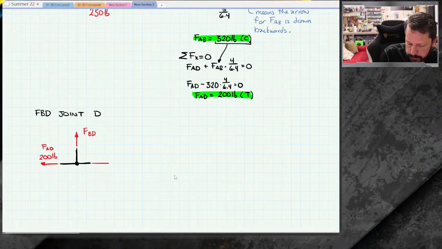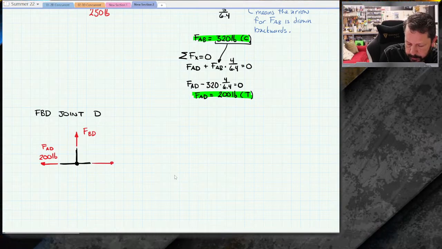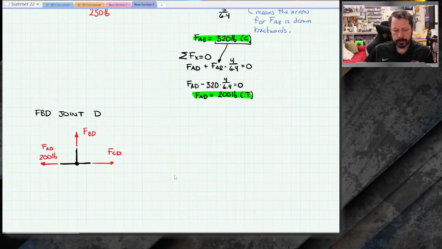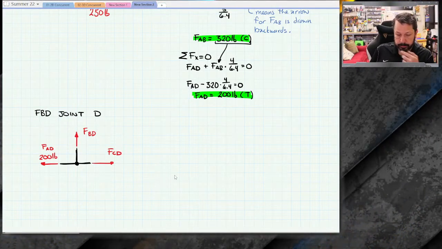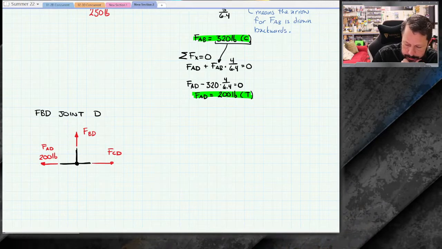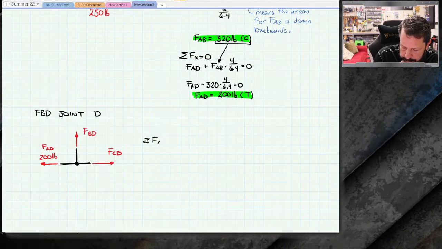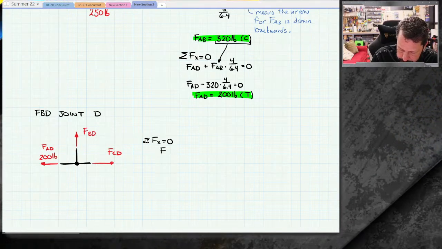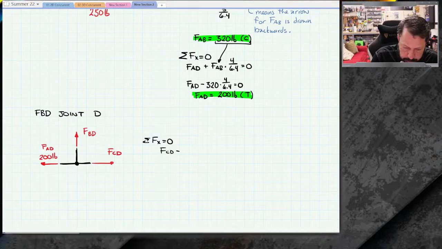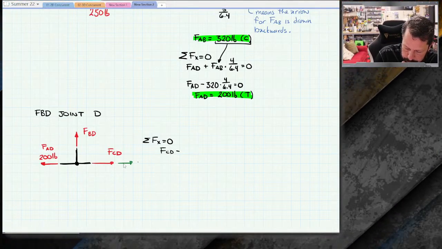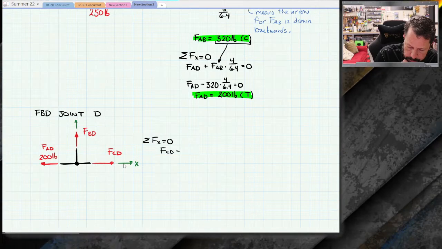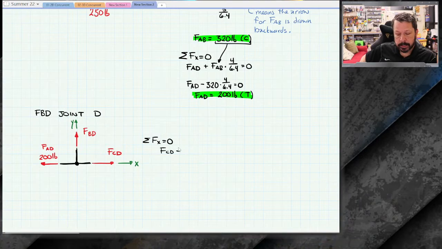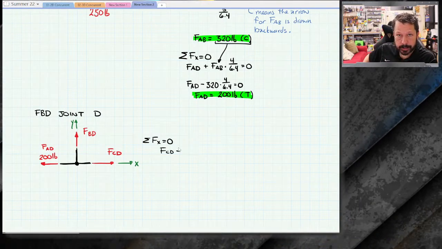And I don't know this one. This is CD. So I'm going to draw, all of those arrows are in tension. I know one of them. And almost immediately I can write, oh, well, summation of forces in the x direction equals 0. The way these are drawn, FCD minus, I've got my coordinate system, x and y, minus because I'm writing summation of forces in the x direction.